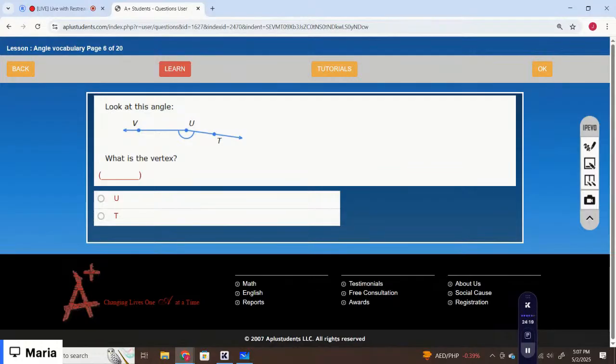Look at this angle. U is the vertex. Option number 1 is the correct option. Okay, you can complete the lesson by yourself later. Let's just move on to the next lesson.